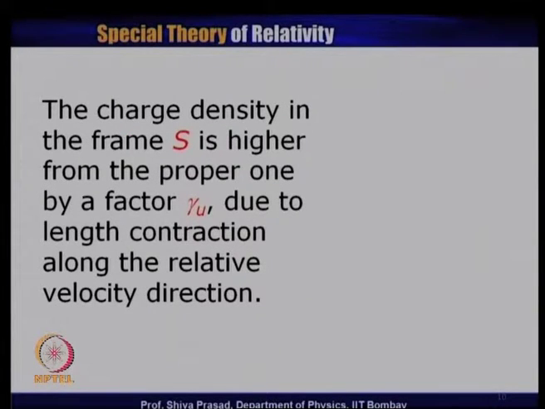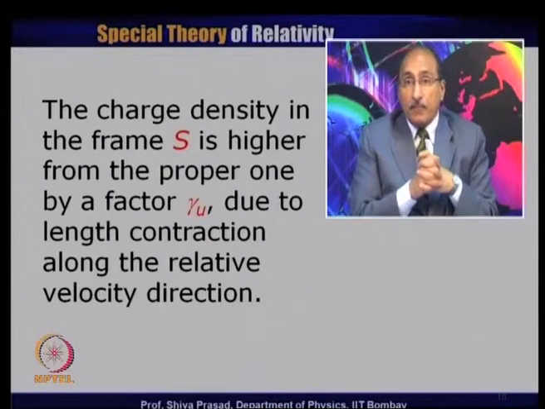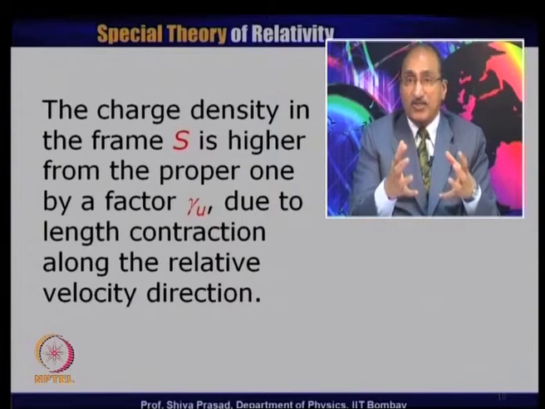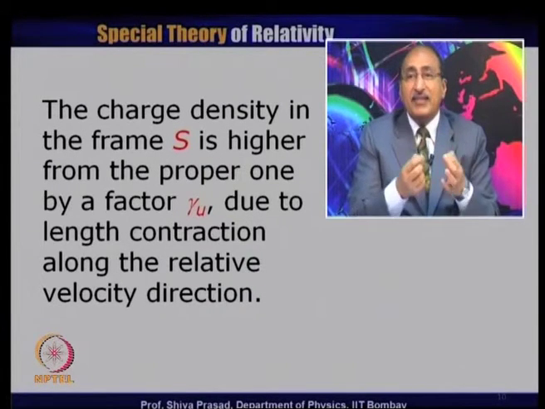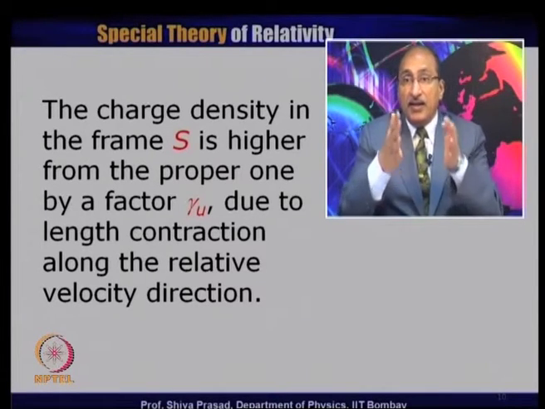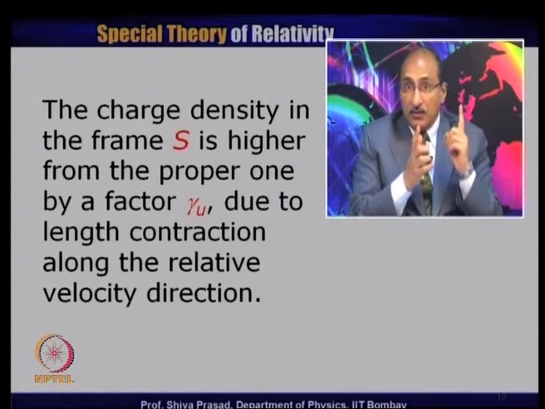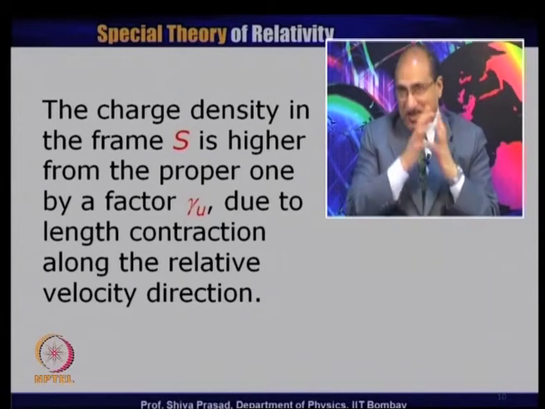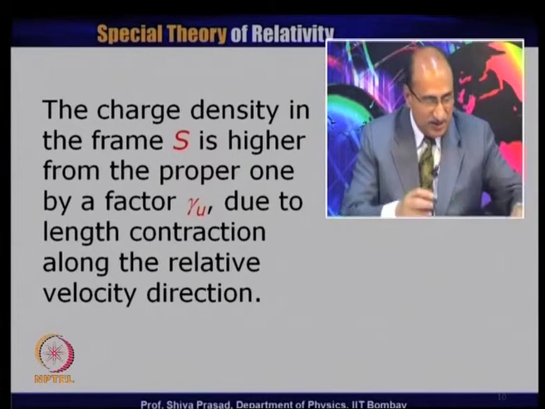Now, the charge density in the frame S is higher than the proper one. This n naught we can call a proper number density because this is evaluated in a frame of reference in which these charges are at rest. Now, what I insist is that the n that I am evaluating in S is in a frame in which the charges are actually moving. In this frame, the number density would be different from its proper density n naught, mainly because of the length contraction. And this length contraction always occurs along the relative velocity direction. So, let us just look into this particular picture.